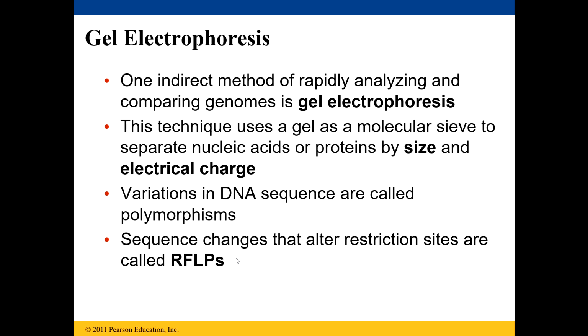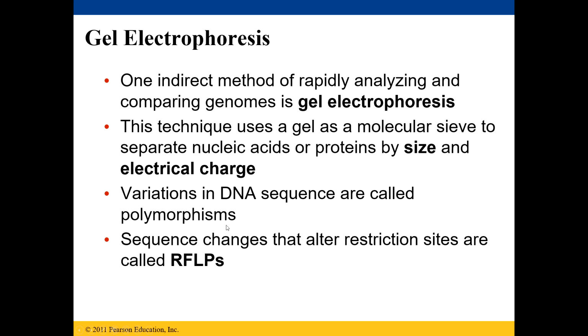So we'll put an electrical charge through the gel because DNA is negatively charged. It's got negative phosphate groups, and it will be attracted then to the positive end. And then we're going to see variations depending on that size, and that will then be the fingerprint that we're looking for. The sequence changes that alter restriction sites are called RFLPs for short, restriction fragment length polymorphisms.